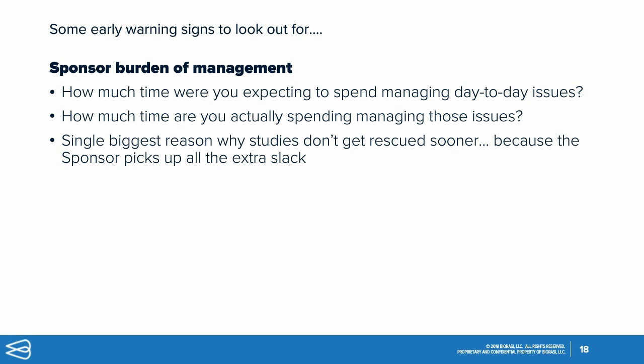And one of the early warning signs to look out for is how much time you are expecting to spend on the study managing day-to-day activities versus how much time you are actually spending. Because if you're expecting not to spend so much time because you have partners that are supposed to handle all these issues, but in reality you're spending 10 hours of every day managing these issues yourself, that is a very clear and important early red flag to look out for.